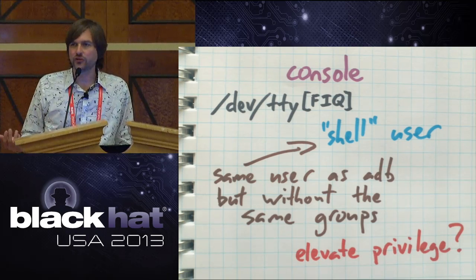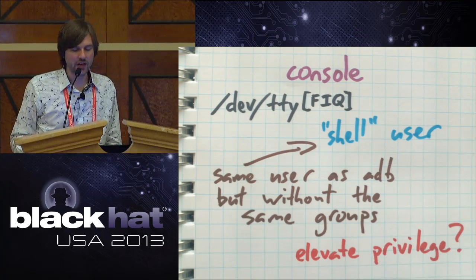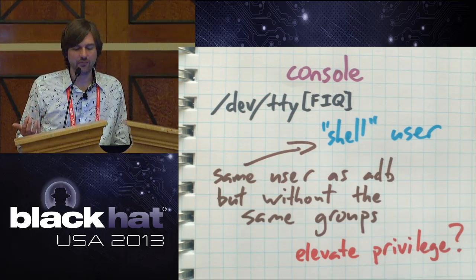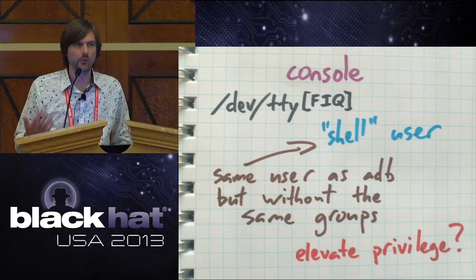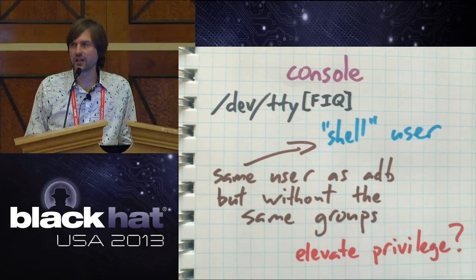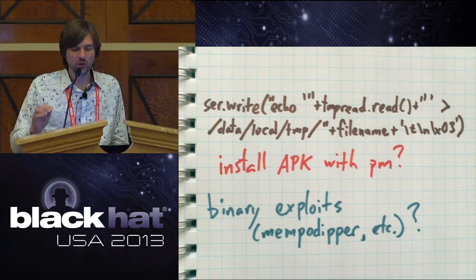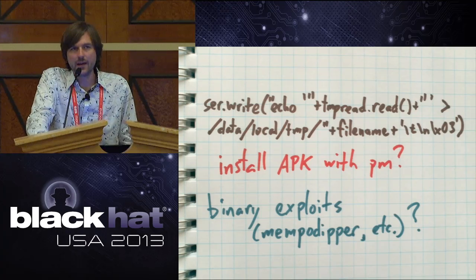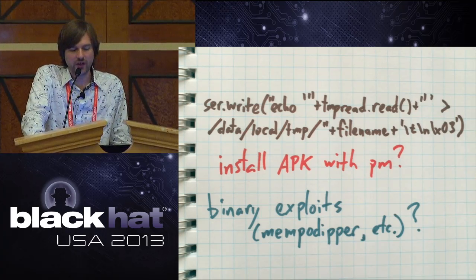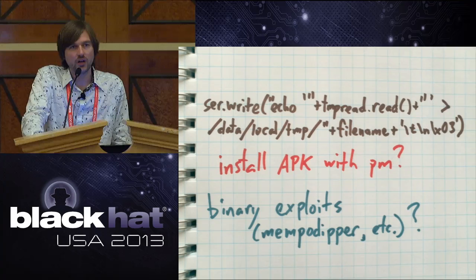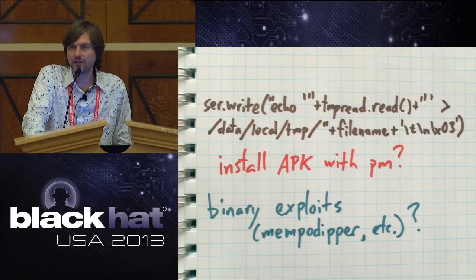So we're the shell user when we get the console from the IQ Debugger, and like Kaz mentioned earlier, it's the same user as ADB runs, but without all the same group permissions. So it would be really nice to be able to elevate privilege somehow. And we found some ways to do that, but the most obvious way was that we could write to some files, and maybe we could install an APK and actually load our own code to run on the device.